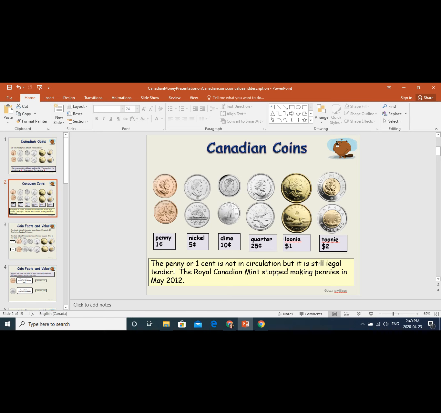And if you notice that when you go to the grocery store, if you are paying with cash or by coins and something is 51 cents, you don't actually have to give 51 cents. It actually rounds down to 50 cents. So we don't actually have to pay with pennies, unless, of course, you are paying with a card. So maybe your parents pay with a debit card or a credit card, and then they might be paying prices that end in a one. I know that's a little bit confusing, but that's what it means when it says a penny is not in circulation anymore. And then it says the Royal Canadian Mint stopped making pennies in May 2012. So the Royal Canadian Mint is just where the coins come from.